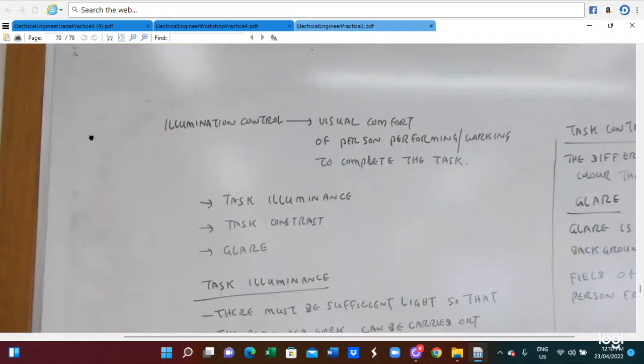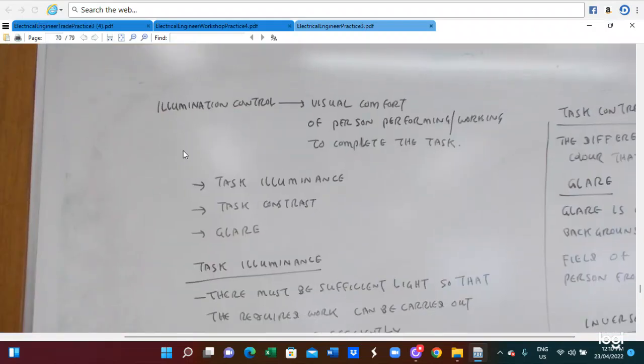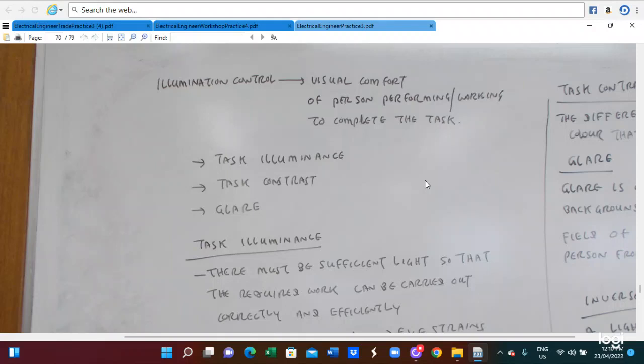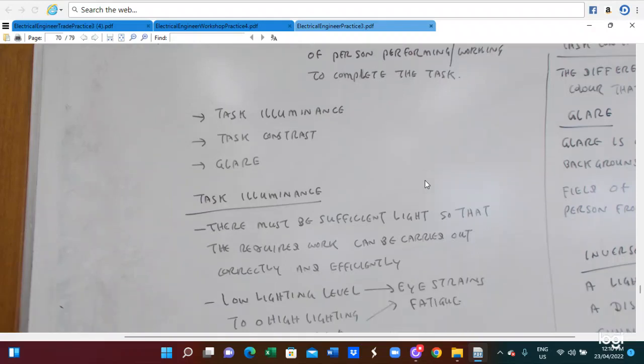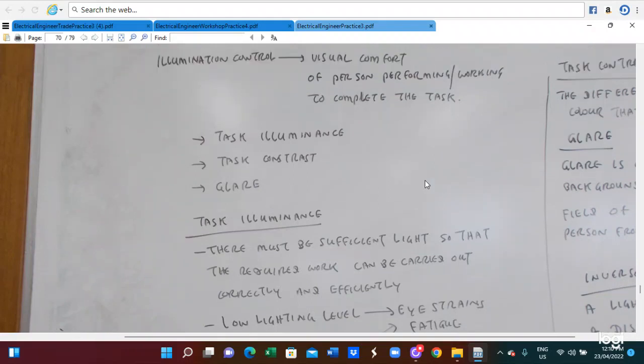In the meantime, we also need to provide this illumination control. Illumination control is utilized for the visual comfort of the person and the performance of working to complete the tasks. So in this case, the appropriate illumination must be provided for the system.